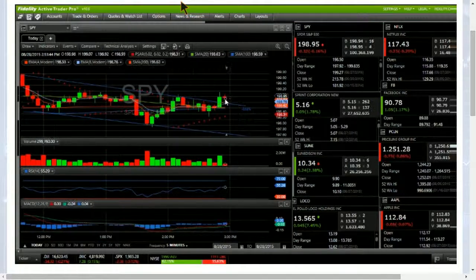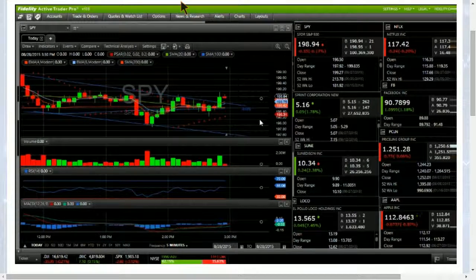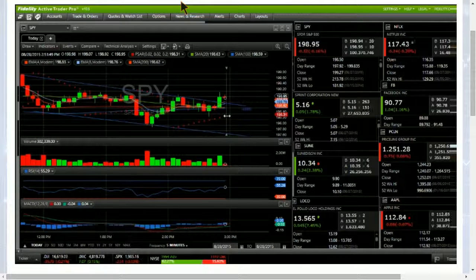Seeing a little bit of indecision with this candlestick, not much of a range at all, although still 4 minutes left. Support is 198.83.